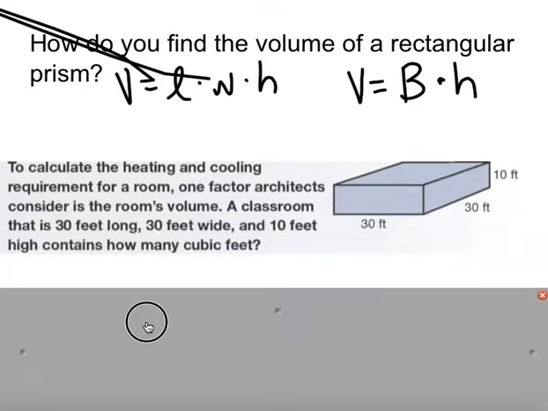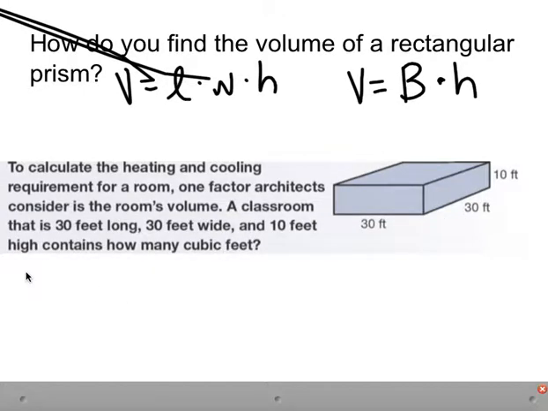So if we look at this problem, to calculate the heating and cooling requirements for a room, one factor architects consider is the room's volume, making sure that they have enough heat for the entire space. A classroom that is 30 feet long, 30 feet wide, and 10 feet high contains how many cubic feet? So let's do it both ways.